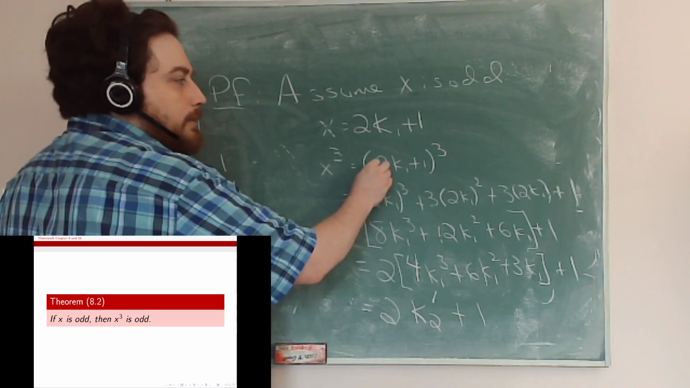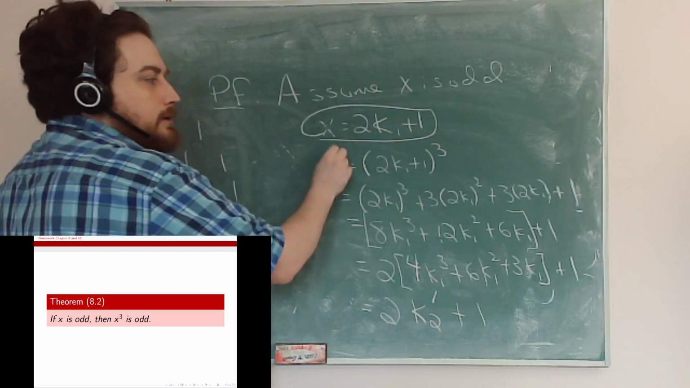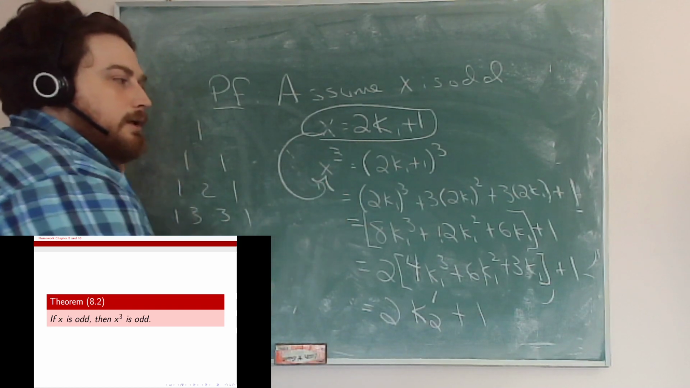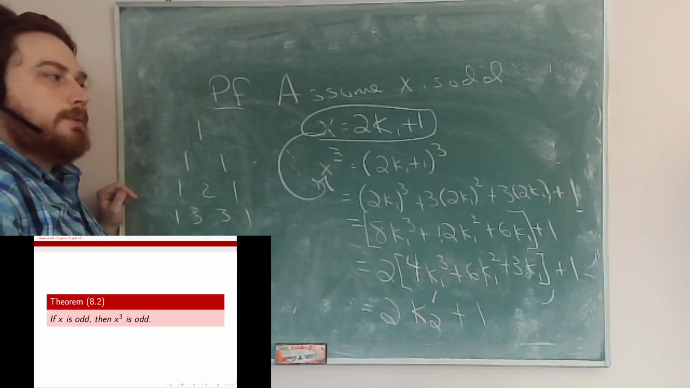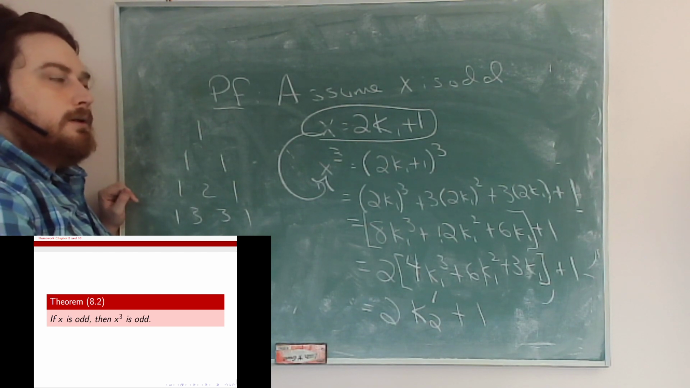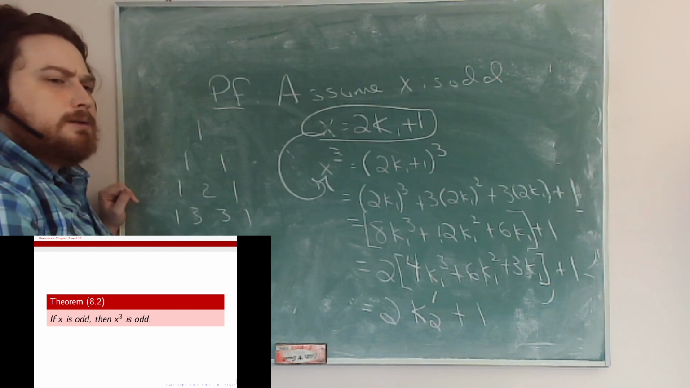Now, how did I get these numbers cubed? I know that x is equal to this. So all I'm doing is substituting in here. So instead of writing x, I'm writing 2k1 plus 1, and then I'm cubing that. Does that make sense?